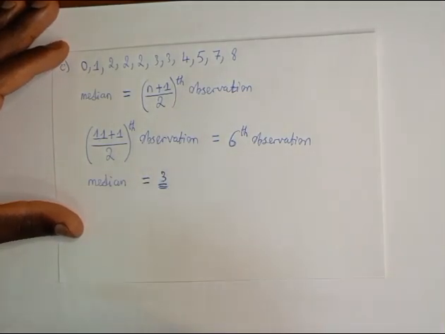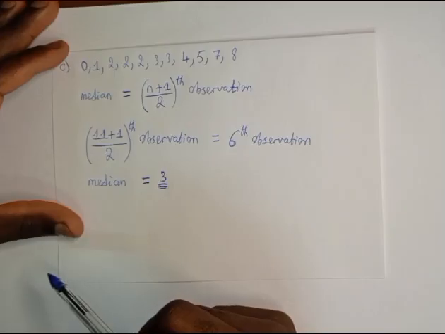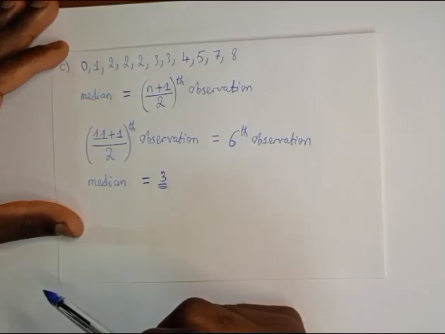This is how we find the mode, the mean, and the median for any ungrouped data.